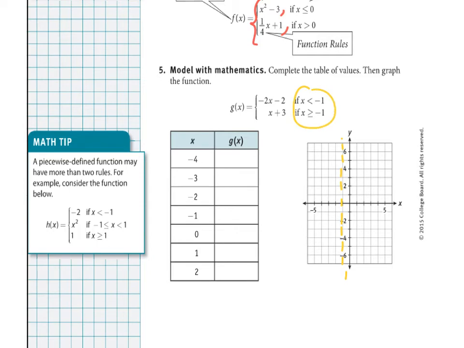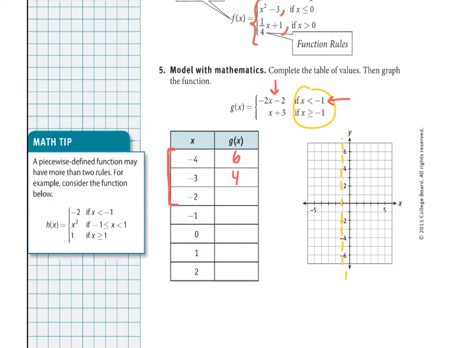One thing we can do, again, is make a table of values. Let's be careful though now. Think about if we use -4, -3, -2, and so on. The x values that are less than -1, which are these three, we need to use this first function rule, because those x's are less than -1. So let's see what we get. If I plug in -4, -2 times -4 is 8, minus 2 is 6. If I plug in -3, -2 times -3 is 6, minus 2 is 4.